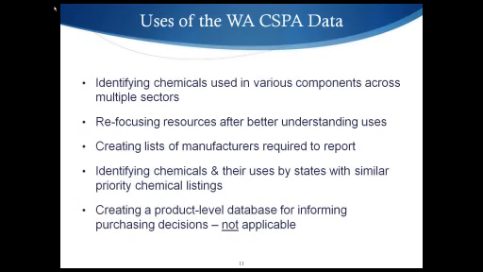Another use is to refocus resources after better understanding these uses. Within the reporting so far, only 34 of the 66 chemicals that Washington is requiring reporting on have actually been reported. So are those other 32 chemicals of less interest now that there is no reporting on them? Is there something that needs to actually happen to understand why those aren't being reported? There certainly are different ways to begin thinking about the data and perhaps looking at certain questions more or certain chemicals based on the information that's in the database.